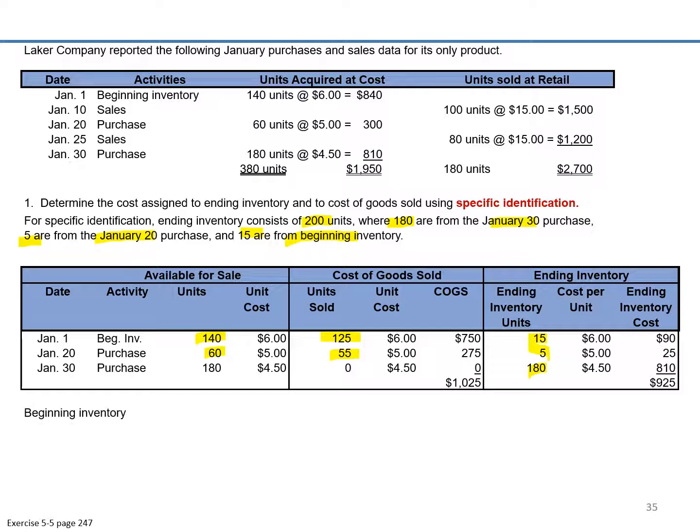So beginning inventory was $840. We purchased $1,110. That's our 810 plus our 300 up above. We had cost of goods available for sale of $1,950, right? Our ending inventory is $925, which means our cost of goods sold is $1,025.